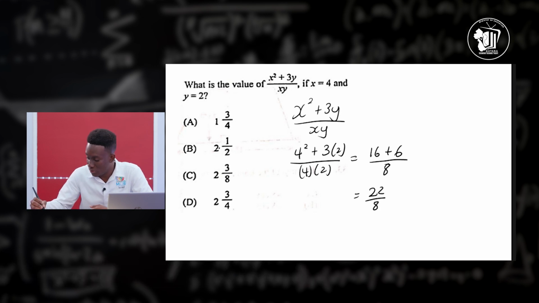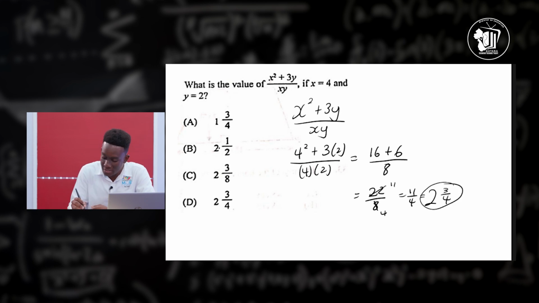And this can be broken down. 2 can go into 8 4 times, and 22 divided by 2 would be 11. So this is 11 over 4, which will be the same as 4 going into 11, 2 times. And we're left with a remainder of 3 over 4. So that is 2 and 3 over 4, which is simply D.